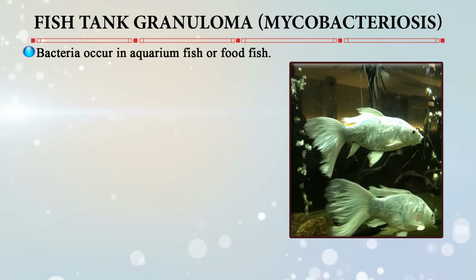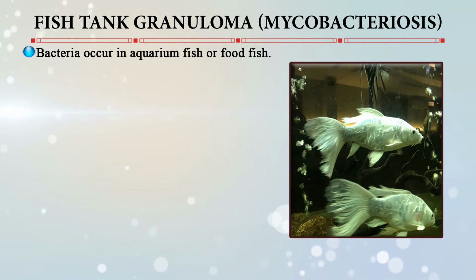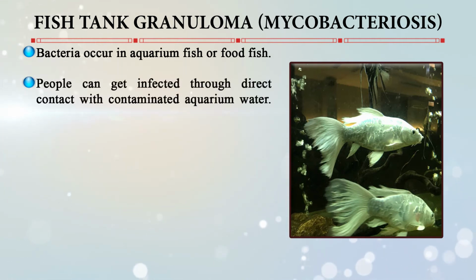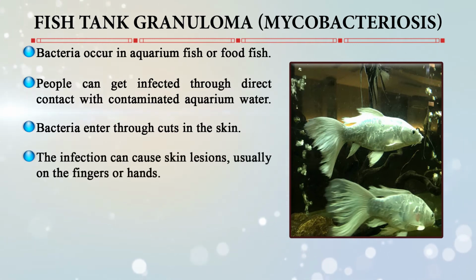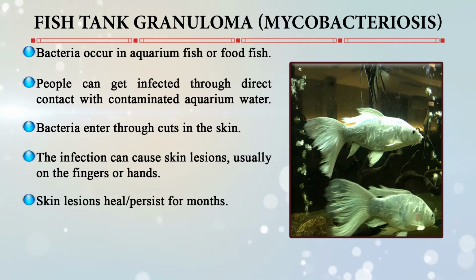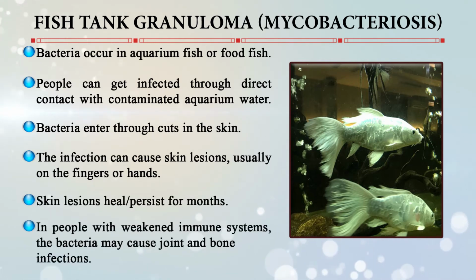The next is fish tank granuloma, which is mycobacteriosis. The bacteria can occur in aquarium fish or food fish, and people can get infected through direct contact with contaminated aquarium water. If you put your hand inside, the bacteria can easily enter cuts and wounds present in the skin, and the infection can cause skin lesions that can persist for several months. In people with a weakened immune system, the bacteria can also cause joint and bone infections.